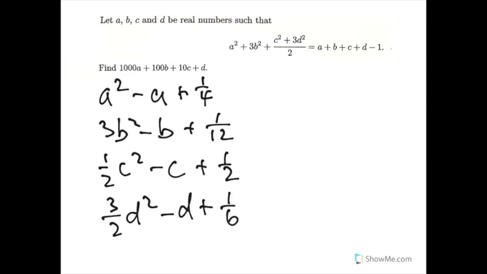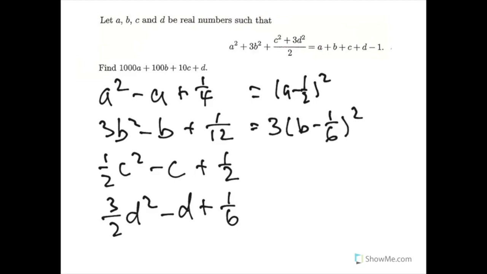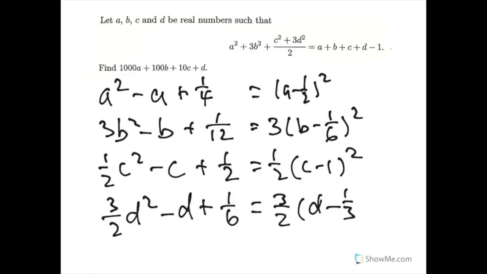And now we want to write this as squares. So this will give us a minus half squared. This will give us 3 times b minus 1/6 squared. For c, we'll have half times c minus 1 squared. And for d, we have 3/2 times d minus 1/3 squared.